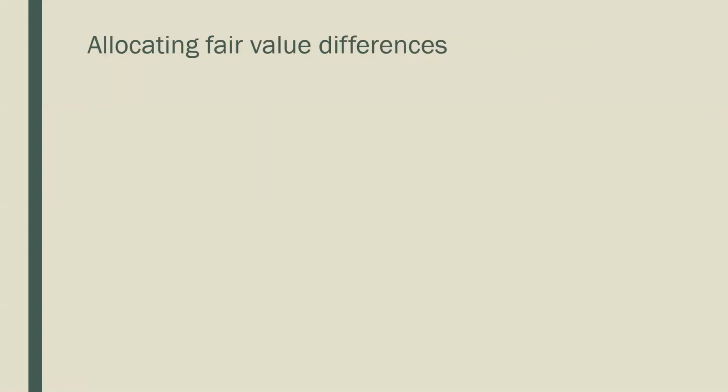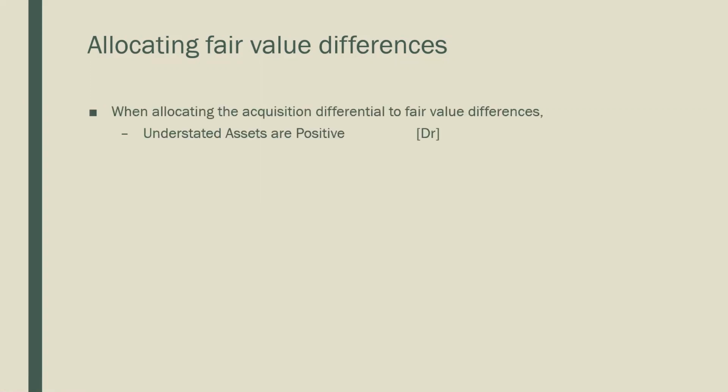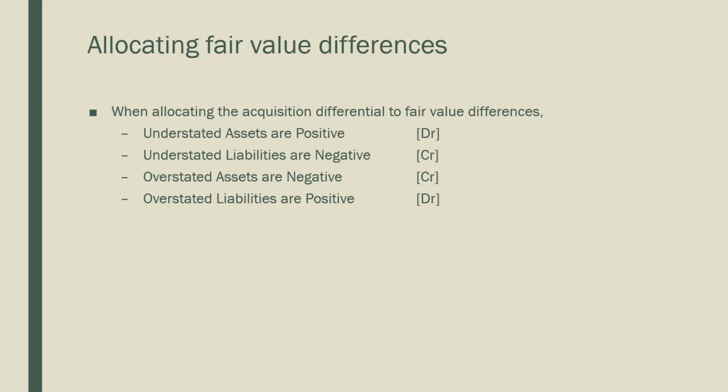So when allocating fair value differences, understated assets are assigned a positive sign, they're debits. Understated liabilities, being credits, are assigned a negative sign. Overstated assets are assigned a negative sign, and overstated liabilities are assigned a positive sign.